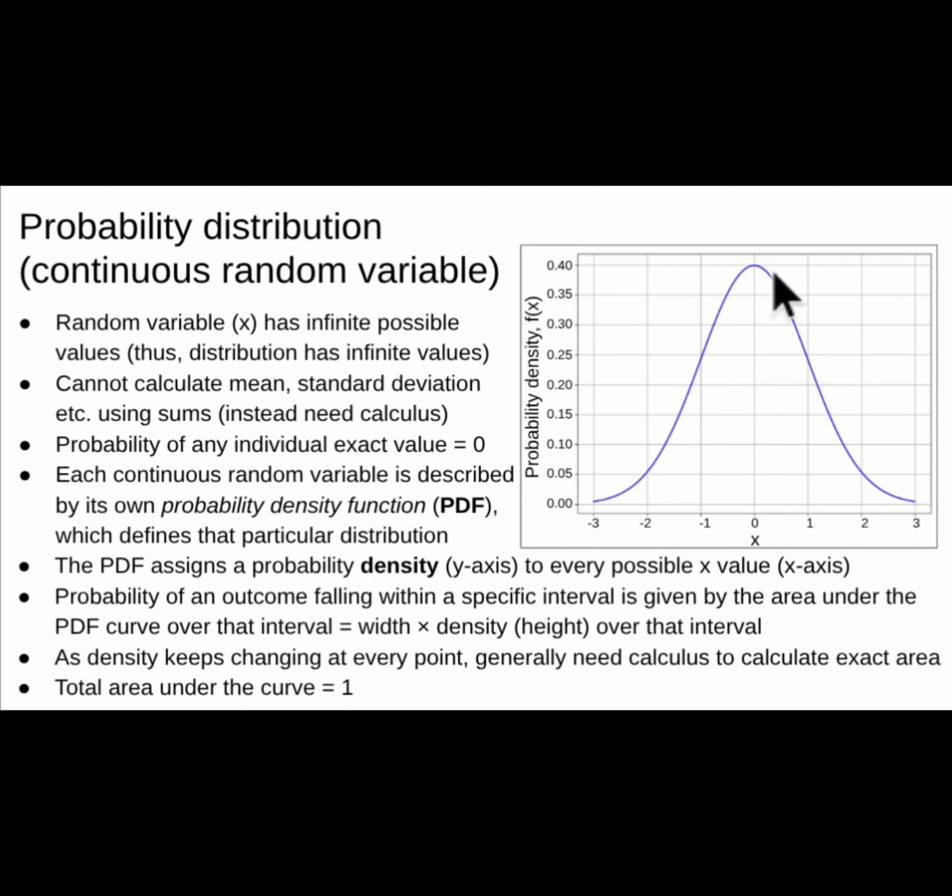Since the density keeps changing at every point, you generally need calculus to calculate an exact area. So when we introduced density plots, we were estimating. We were saying that to get the area of, say, a width of 2 and a height of around 0.4, you just do 2 times 0.4. But this 0.4 is an approximation because the height keeps changing at every point. So you can get approximate areas, but if you want exact areas, you need calculus. And of course, the total area under the entire curve is equal to 1.